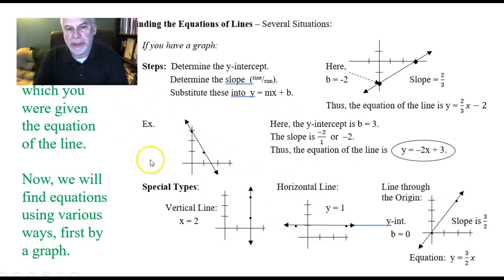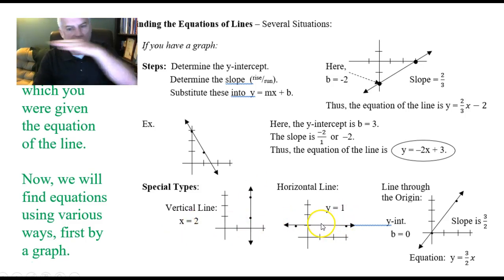Now there are some special types. If you have a vertical line, the equation is going to be x equals whatever the x-intercept is. So the x-intercept in this problem, you can see, is 2. It crosses the x-axis at 2. So the equation, if it's a vertical line, will just be x equals wherever it crosses the x-axis. So it would be x equals 2, and that's your equation. You're done. You don't have to do anything.